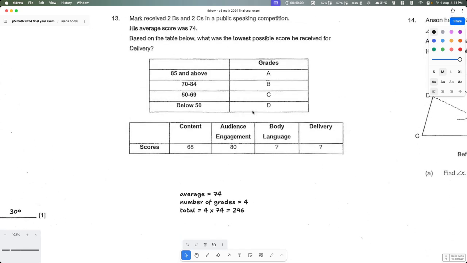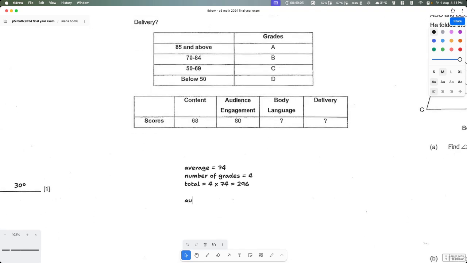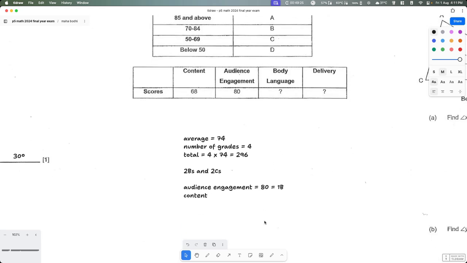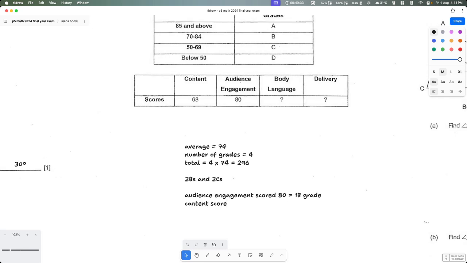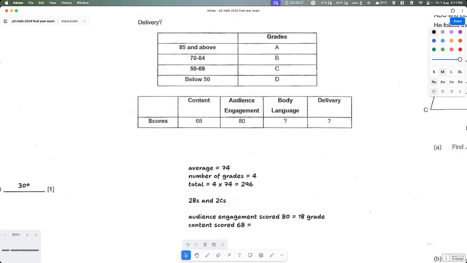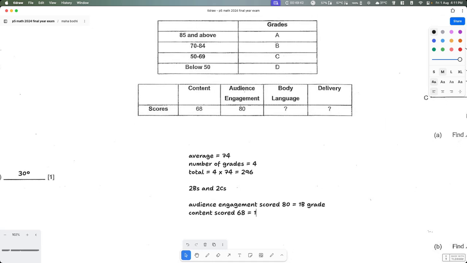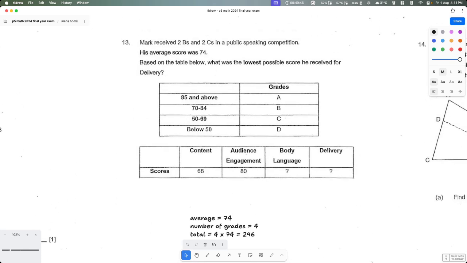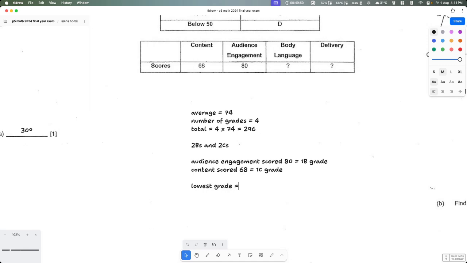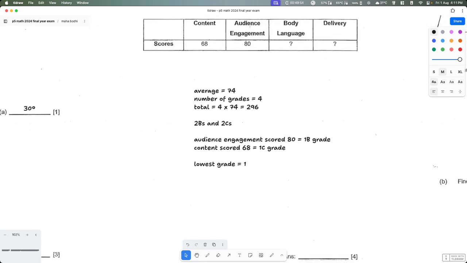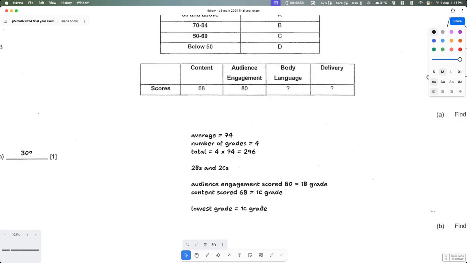Okay, so audience engagement is 80. So it has 2 Bs and 2 Cs, right? So that means audience engagement is equal to 80, which is 1 B grade, right? Then we have content, which scored 68, which in this case is 1 C grade. Okay, so that means if you want the lowest grade, it should be 1 C grade, right? So from here, we know that the total is 296.